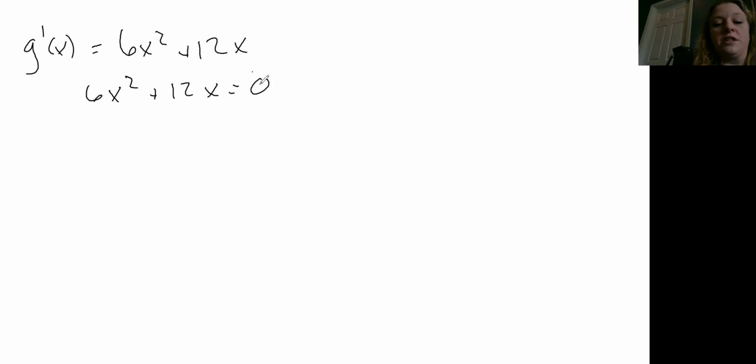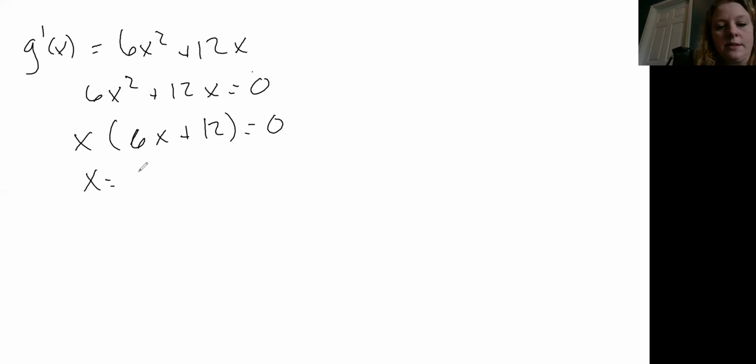All right, so we're going to solve. So I'm going to factor x out. x is 0. 6x plus 12 is 0.